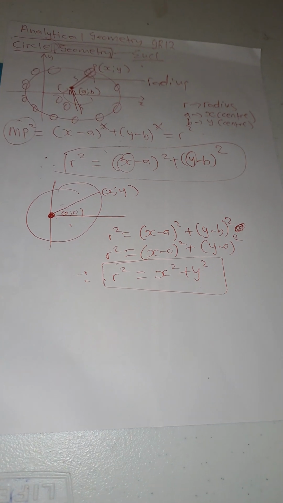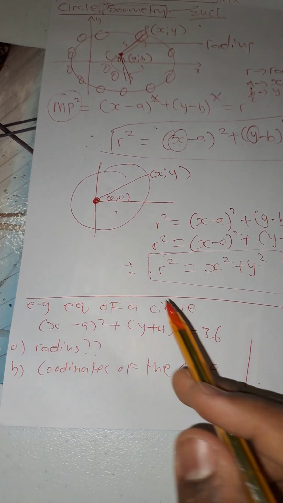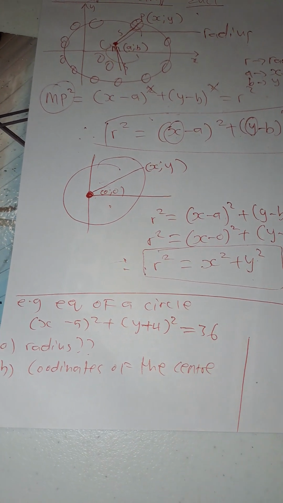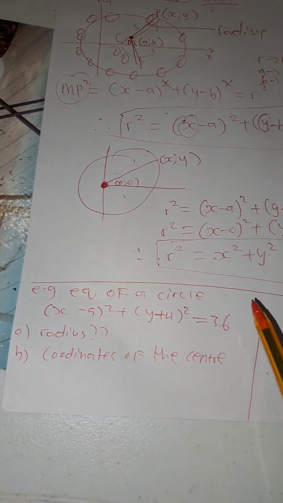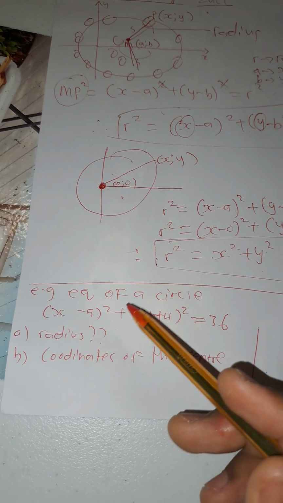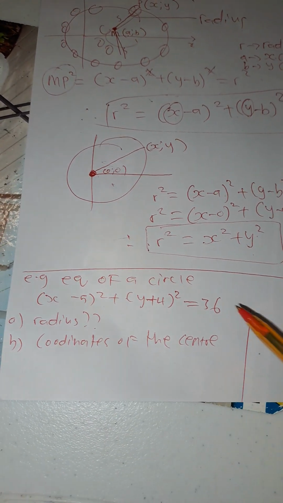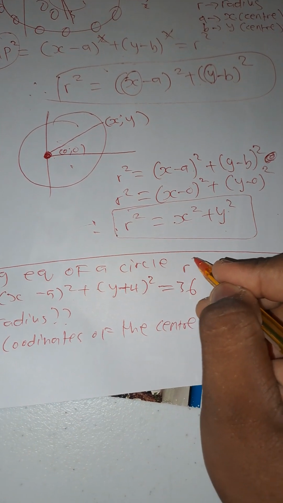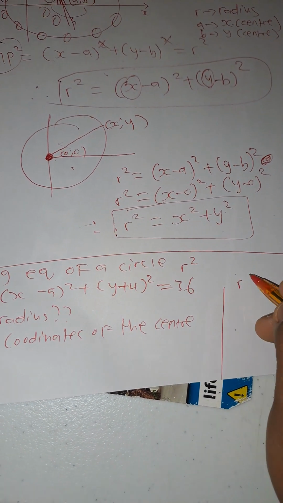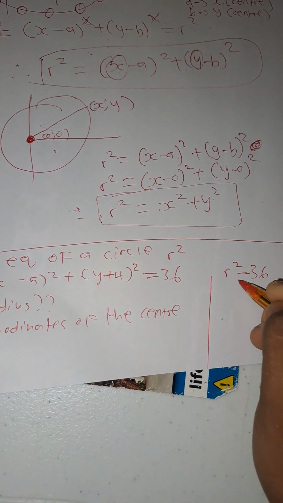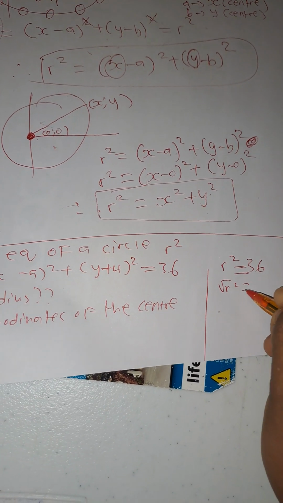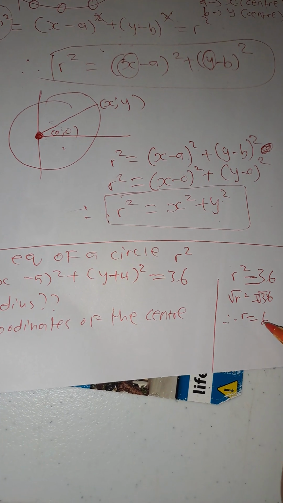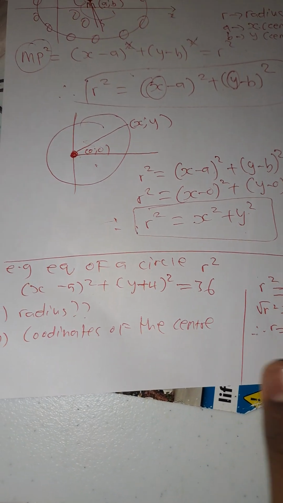Let's check some examples. They are saying you are given an equation of a circle, (x minus 5) squared plus (y plus 4) squared is equal to 36. Be careful. Let's just say they're asking what is your radius? The value I'm given is 36, but this one is represented as r squared. So I will say r squared is equal to 36, and then I'll square root both sides. Therefore my r is what? 6.